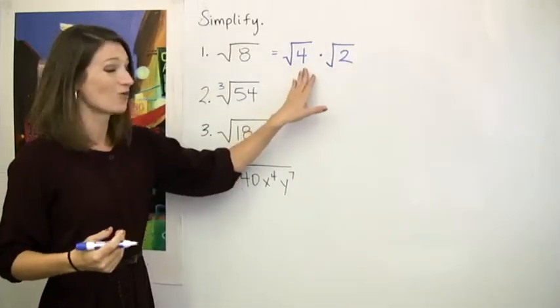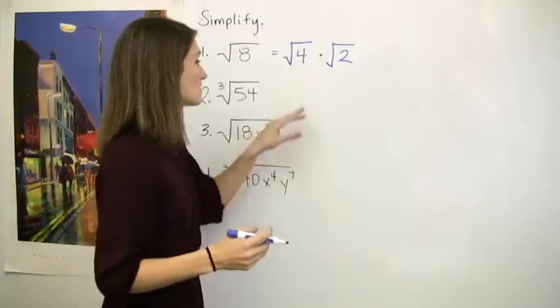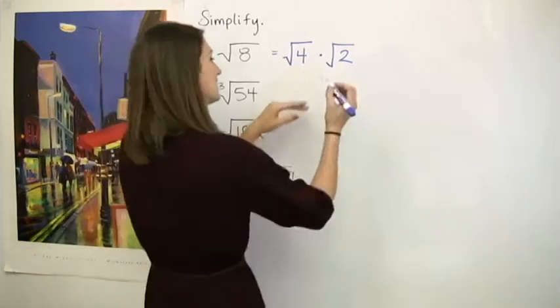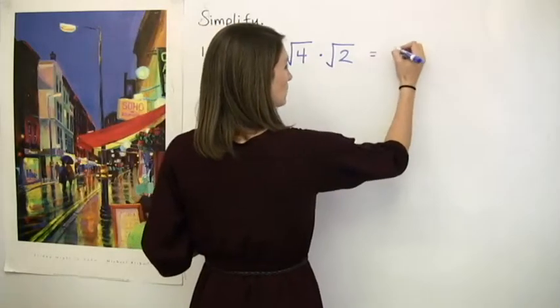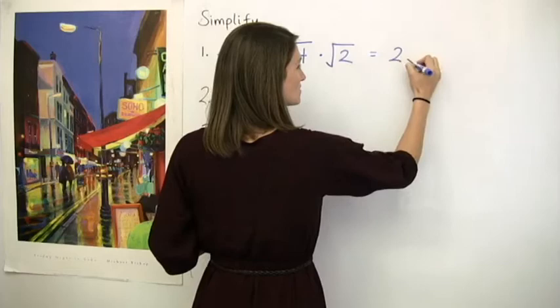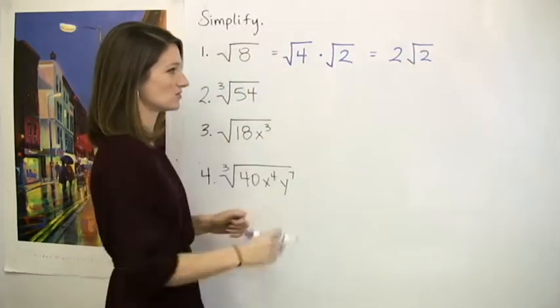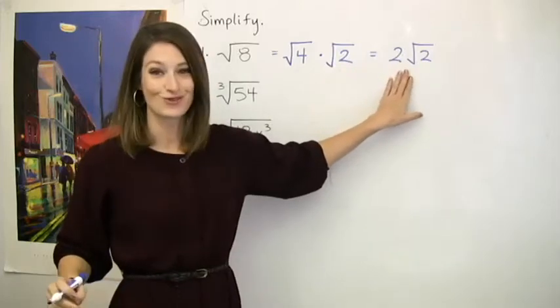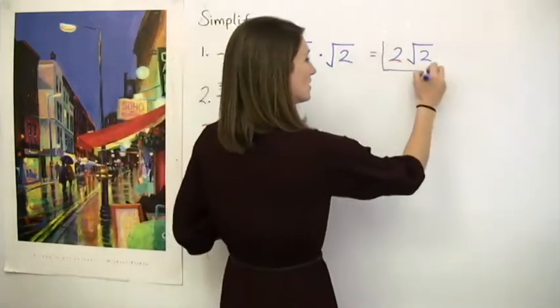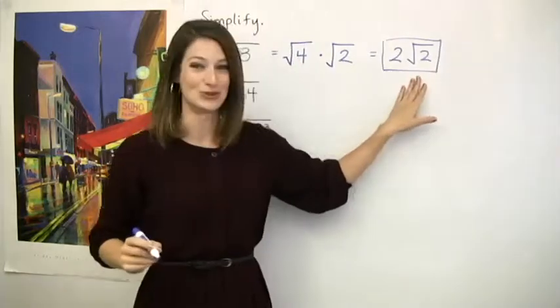So looking here, we know that 4 is a perfect square, so we can take the square root of that easily, and that's 2. So we can rewrite this as 2 times the square root of 2, because this is in its simplest form. We can't reduce that anymore. So our final answer for this first problem is 2 times the square root of 2.